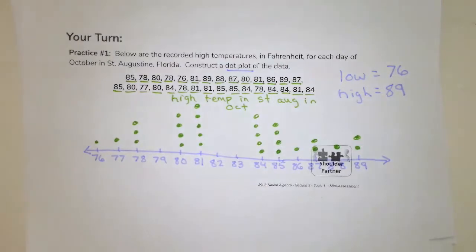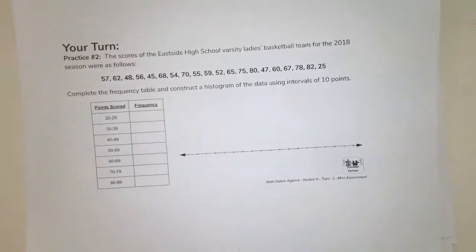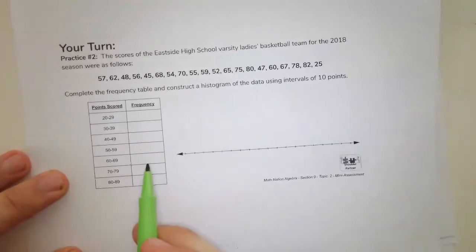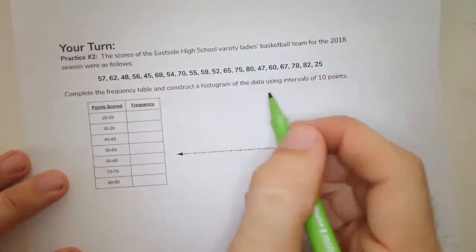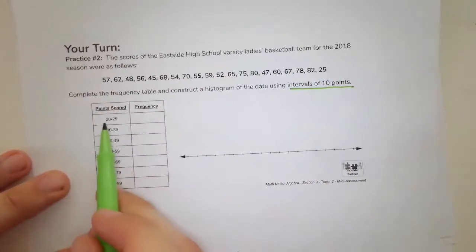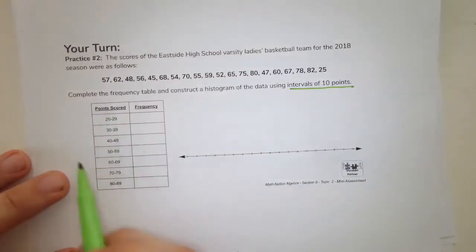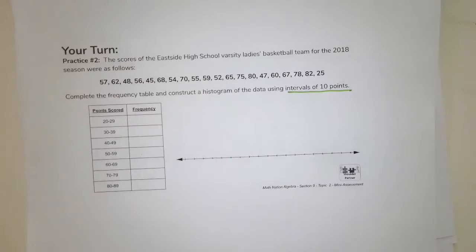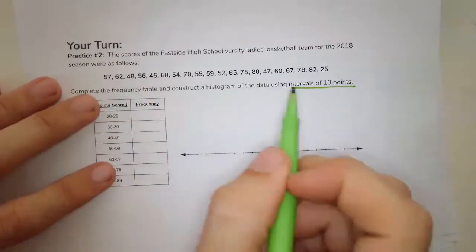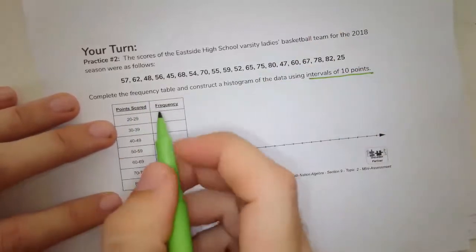One more. Of course, the next one is going to be a histogram. This will be a little bit more time consuming, but thankfully it's already set up our intervals. And notice it also says intervals of 10 points. So even if it didn't give you this, you know that you would be doing 20 to 29, 30 to 39, 40 to 49, intervals of 10. All right, so let's go through this. Again, it's out of order, so it's a little more time consuming. So let's just go through this.